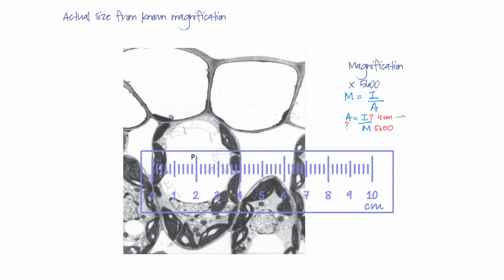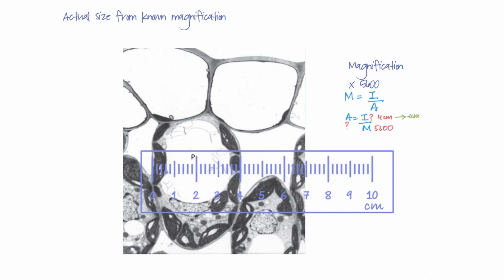You can now convert this 4 centimeters into micrometers at this point, or you can divide this 4 centimeters by 5600, which is your magnification, to get the actual size. The actual size would then be in centimeters, and you will then have to convert that value from centimeters to micrometers. So it's up to you whether you convert the calculated image size from centimeters to micrometers, or you convert the actual size from centimeters to micrometers. Personally, I find it easy to convert it at this point only.